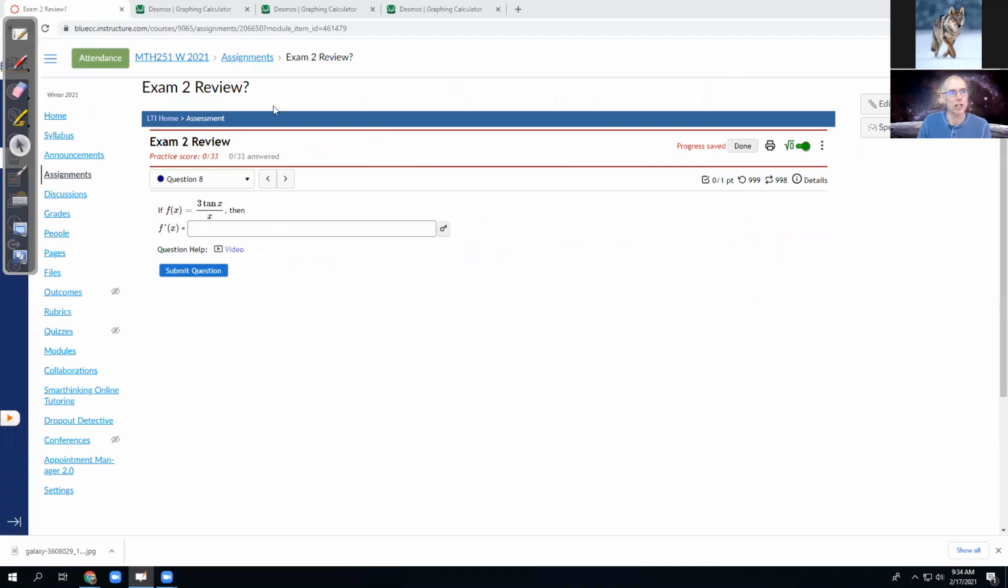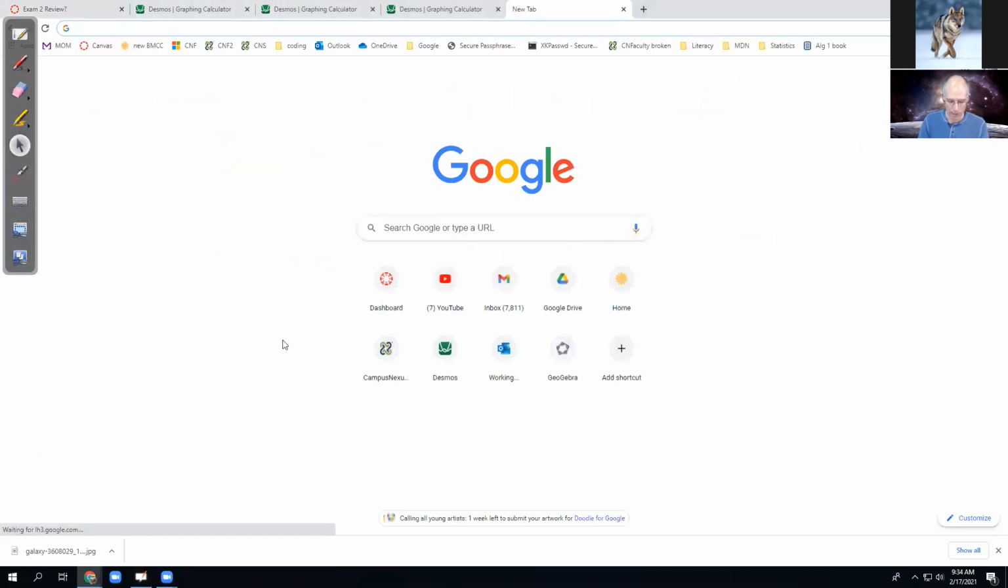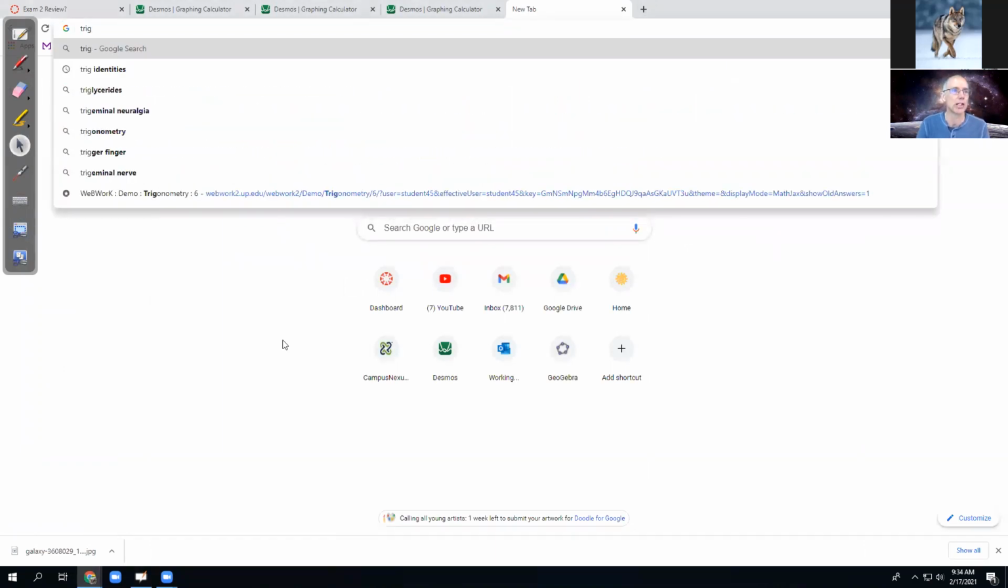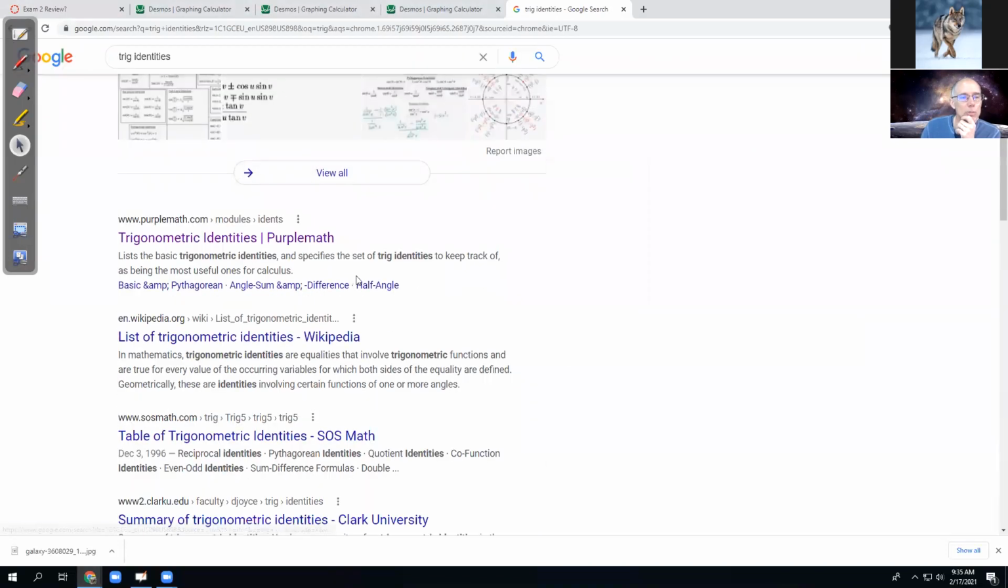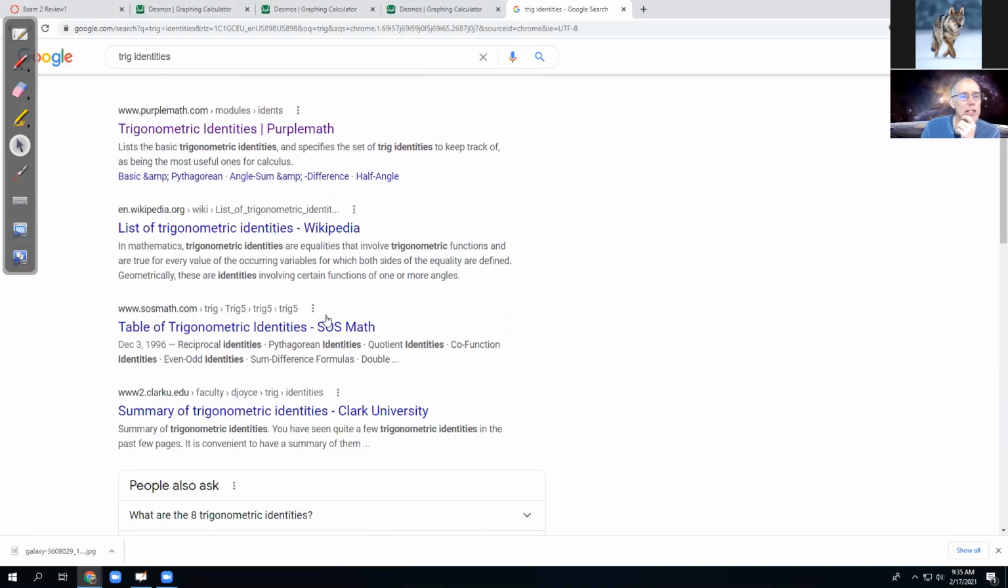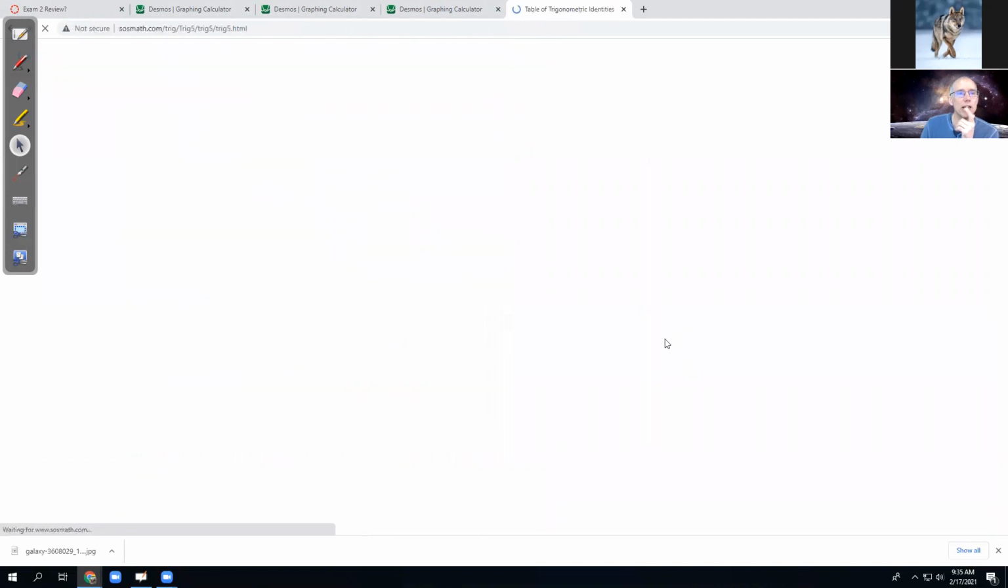So anytime trig stuff comes out, make sure you get out a table of trig identities and think about it for a minute. So let's just think about that for a minute. I think that x times the secant squared just makes this impossible to clean up. Purple math, Wikipedia, SOS. Let's try SOS today.